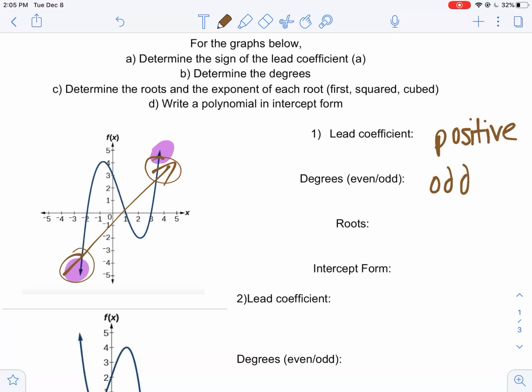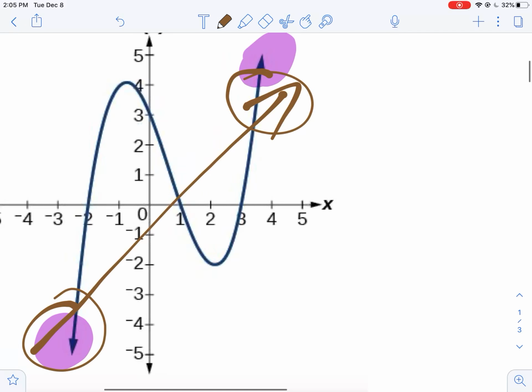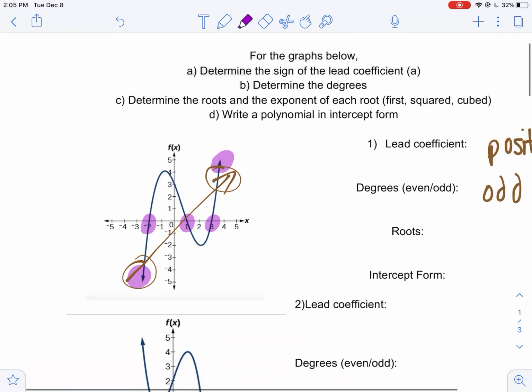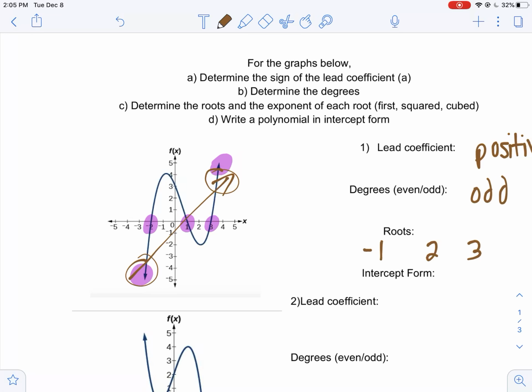Now to identify the roots, just look to where your function is either crossing the x-axis or approaching the x-axis. Notice right here we have -1, +2, and +3. It clearly crosses.